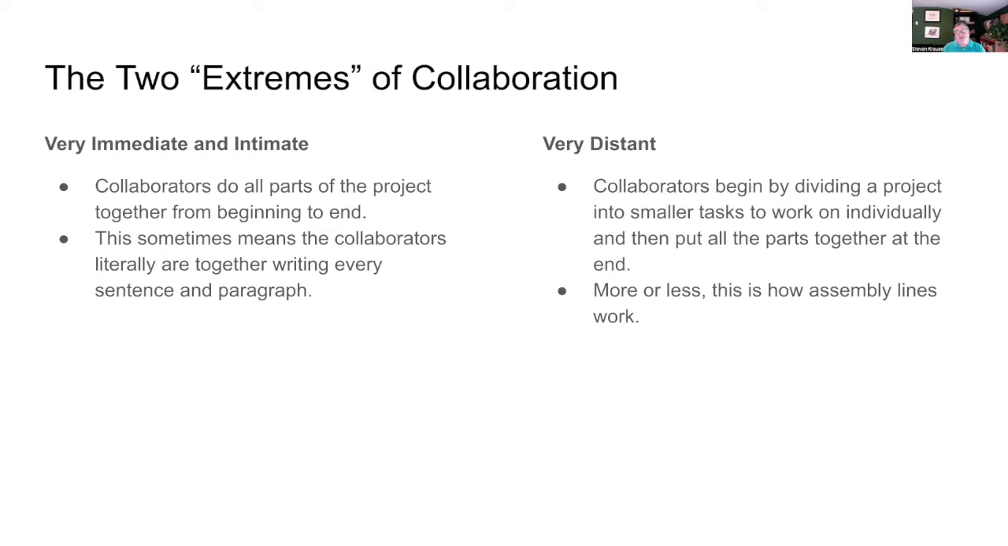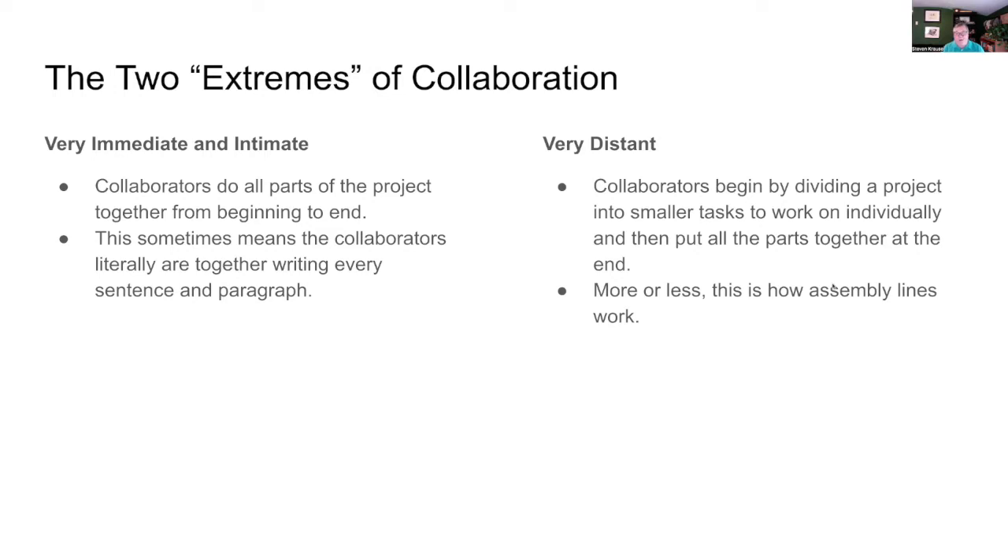The very distant collaboration, in contrast, is basically collaborators get together at the beginning, divide the project up into smaller parts and smaller tasks. They go off and do those parts and tasks, and then they come back together at the end to put it together. This is essentially how assembly lines work, right? Assembly lines are collaborative in the sense that you're all working together to make a car, but somebody puts the wheels on, somebody puts the engine in, somebody puts in the seats. You get the idea, and it comes out the other end as a finished car.